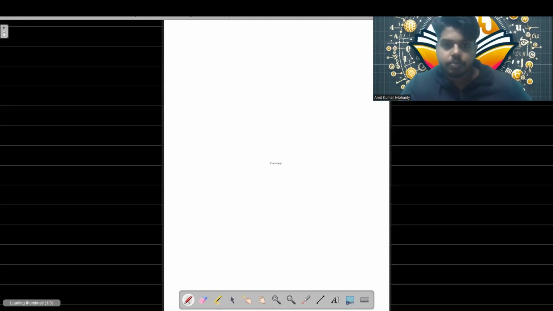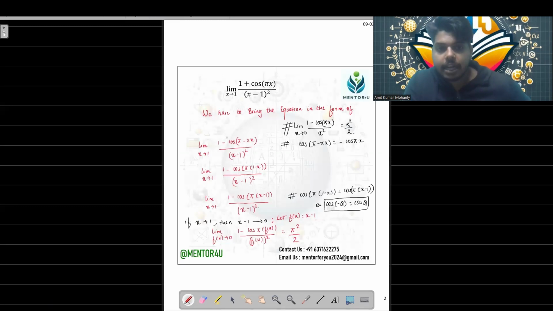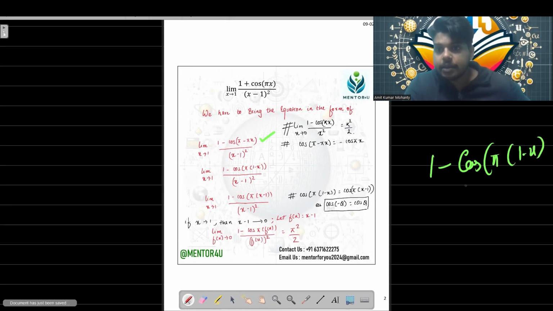Now, in this situation, you can see what I have written: 1 minus cos(π minus πx). I have updated the value here. You have understood why I have updated it, because cos(π minus theta) is minus cos theta. That's why I have replaced the value. Now let's take π as common here. If I take π as common, it becomes cos of π into (1 minus x), divided by (x minus 1) whole square. So it becomes 1 minus cos(π(1 minus x)) divided by (x minus 1) whole square.